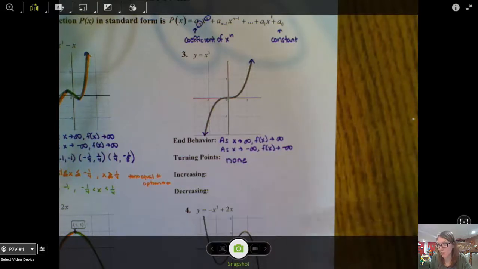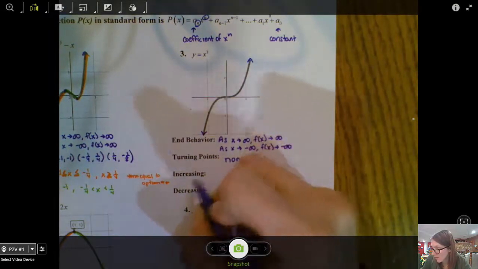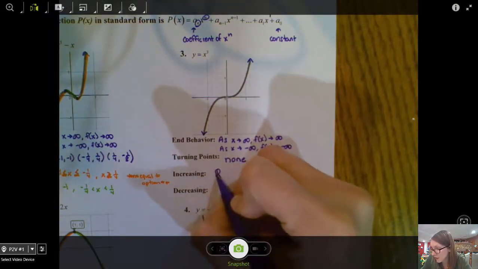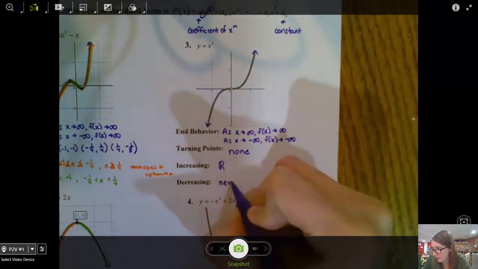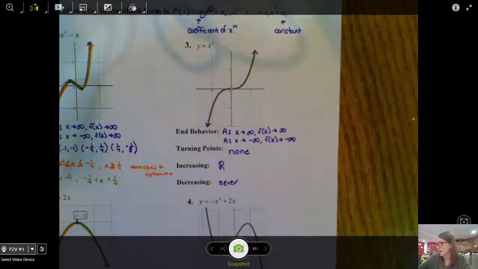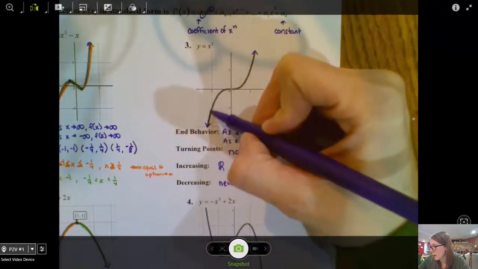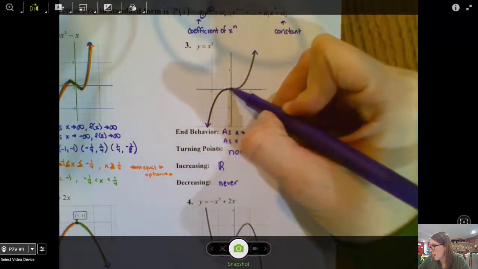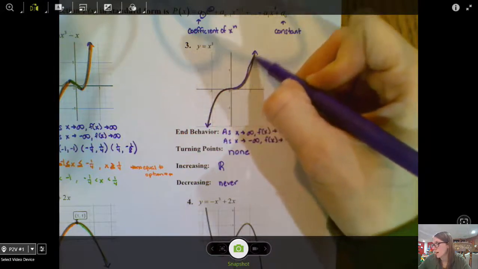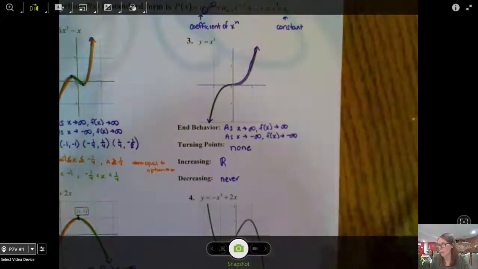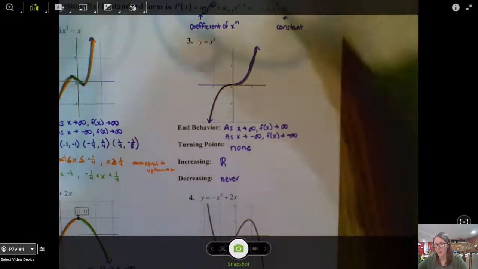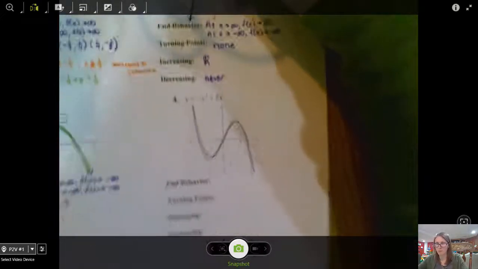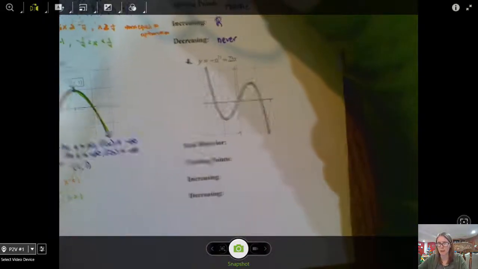And we're increasing the whole domain, so increasing for all real numbers and never decreasing. Okay, because our y values are going up the whole time. Again, they level off, but then they take off again, increasing the whole way. So that's kind of weird. Third degree, no turning points. We thought maybe we were onto something. So let's look at one last equation.